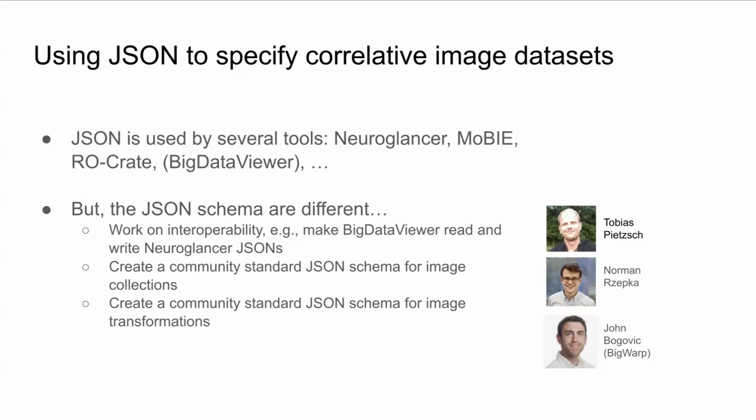If we do that, we for sure will also need a standard for transformations, because what will be important for correlative data is to decide, for example, how to store all these affine transformations that put things on top of each other in the correct way. And luckily, there we have John Bogovic from Janelia in the US, who is working on such a standard. He is, for those of you that don't know him, the developer of BigWarp, a very useful Fiji plugin for registering big image data sets, among many other things that he's doing.